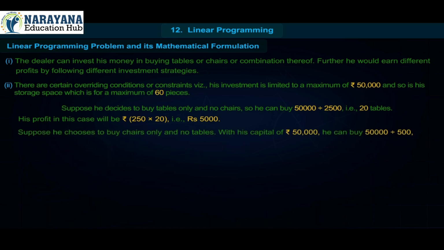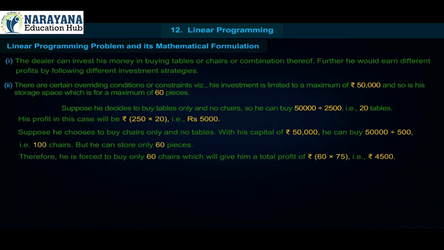Suppose he chooses to buy chairs only and no tables with his capital of rupees 50,000. He can buy 50,000 divided by 500, that is 100 chairs. But he can store only 60 pieces. Therefore, he is forced to buy only 60 chairs, which will give him a total profit of rupees 60 into 75, that is rupees 4,500.